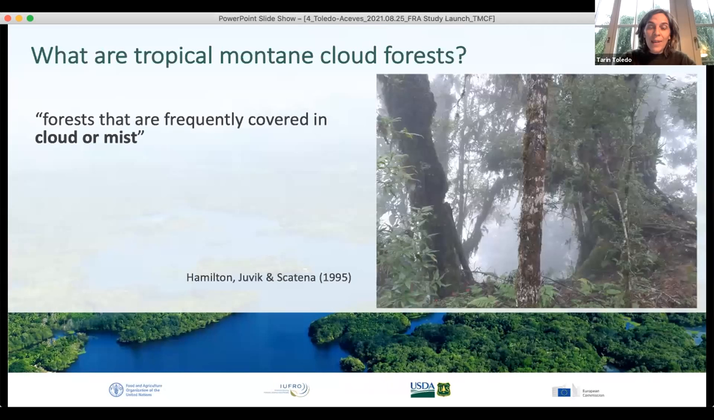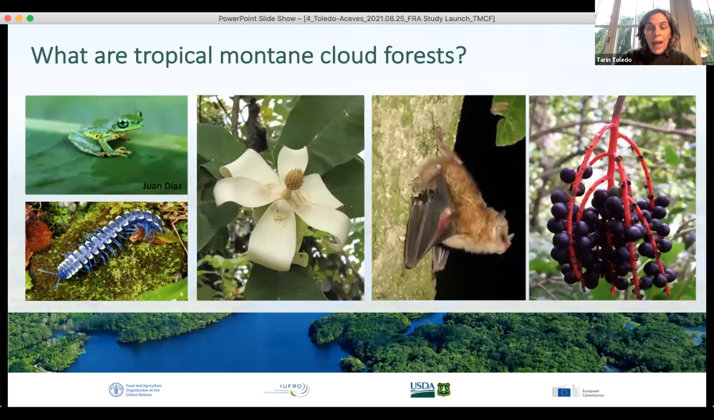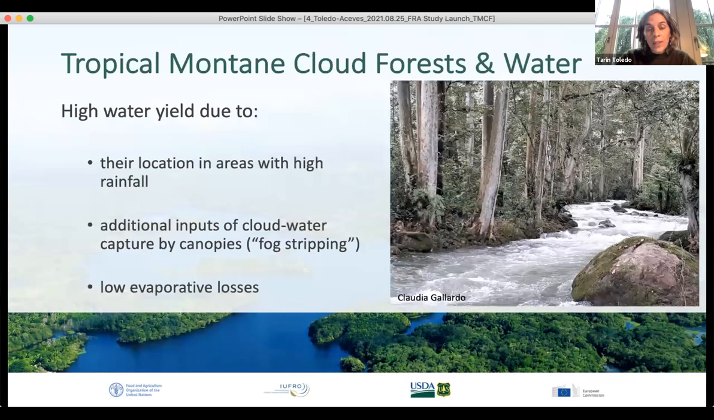And these forests are very heterogeneous communities in their composition and in their structure. What they have in common is that the clouds or fog play a very important role in their functioning, and therefore they have been defined as those forests that are frequently covered in cloud or mist. They characteristically host high levels of biodiversity of amphibians, insects, birds, plants with high levels of endemism. And their high water yield arises from their location in areas with high rainfall, because they receive additional inputs of water from the clouds, which is captured by the tree canopy, and because they present low evapotranspiration.